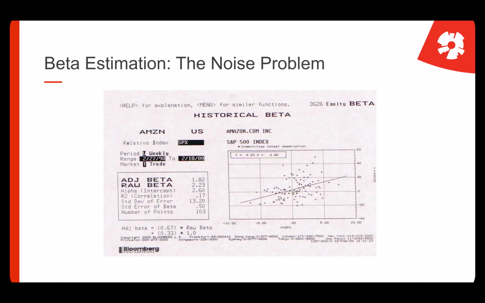On top of that, the standard error of the beta is 0.5, so the true beta could be anywhere between 1.3 and 2.7. This illustrates the noise problem with regression betas: they are often statistically weak, unstable, and unreliable for use in valuation. This is why we look for more robust alternatives like the bottom-up beta.